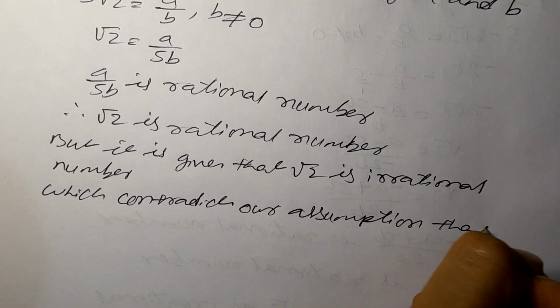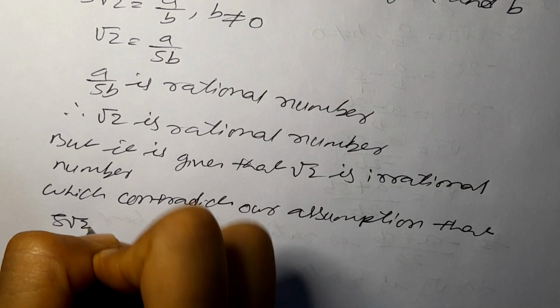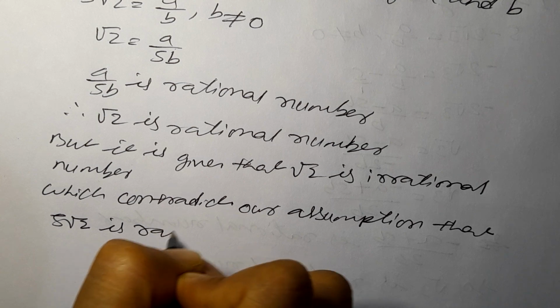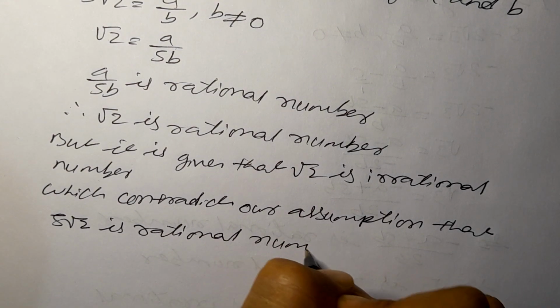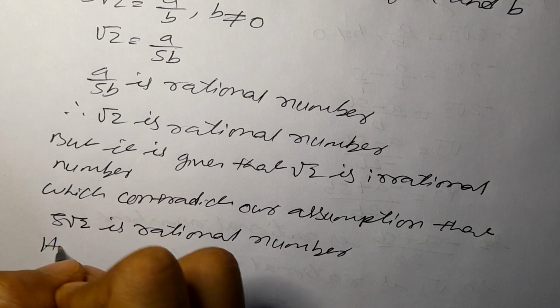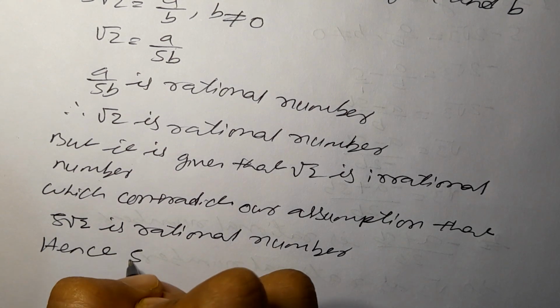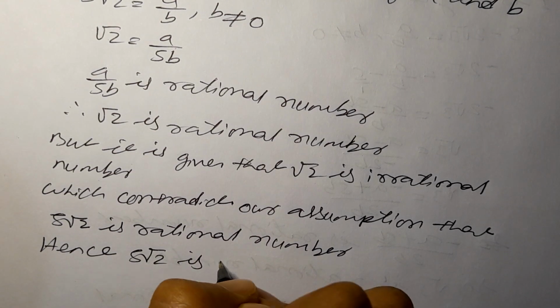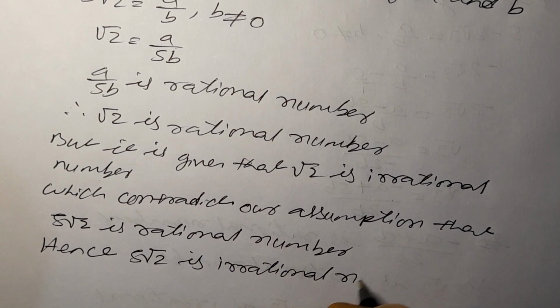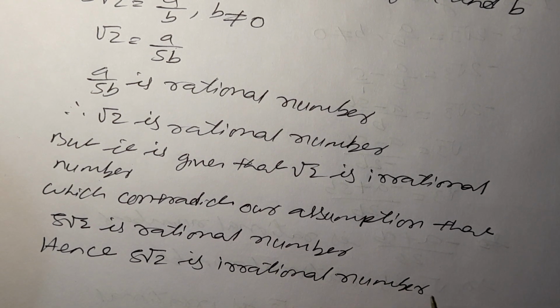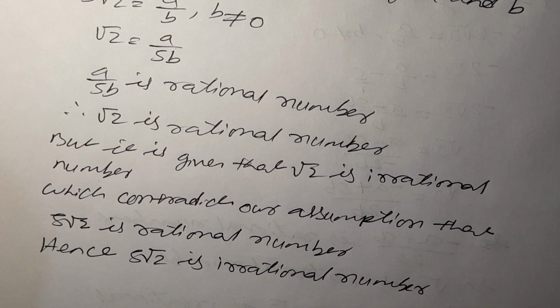that 5 root 2 is a rational number. Hence 5 root 2 is an irrational number.